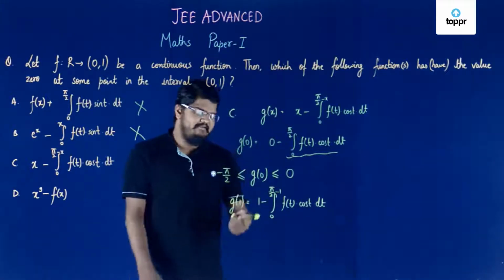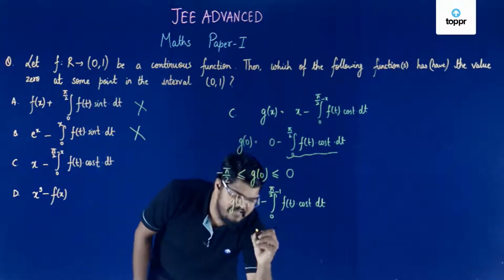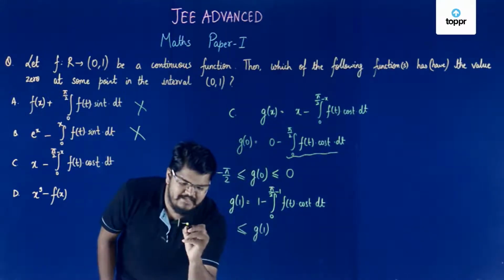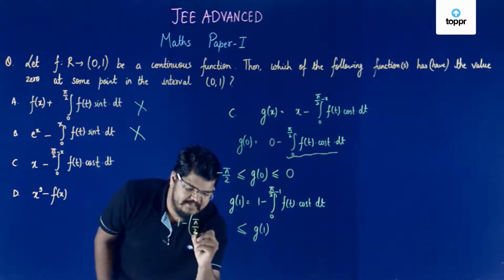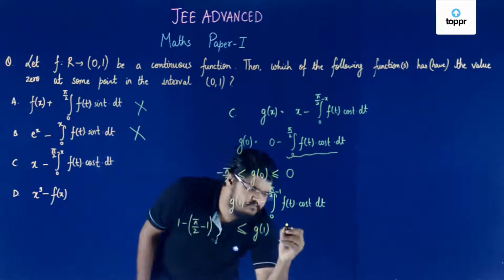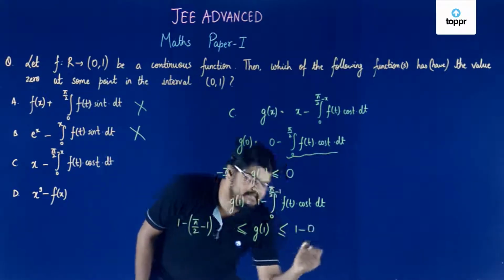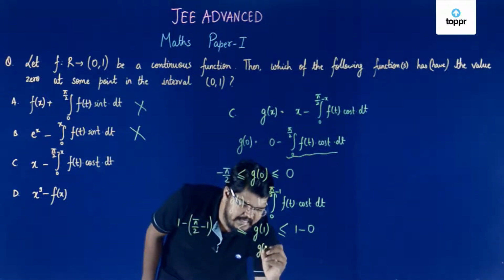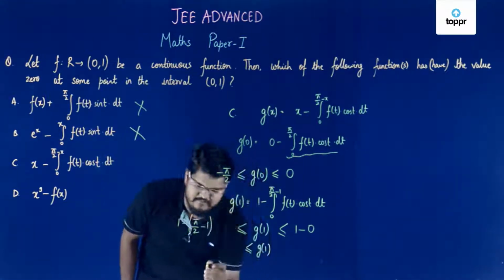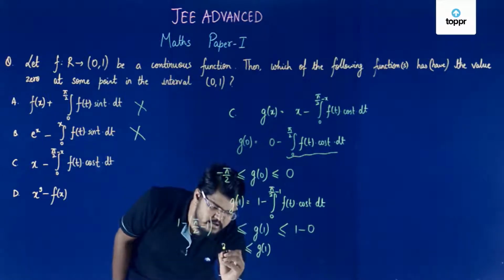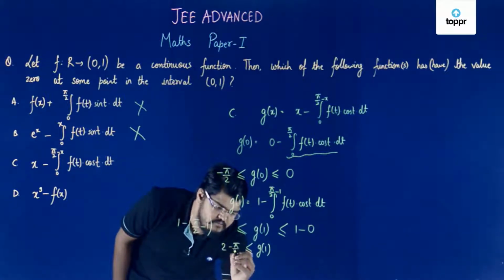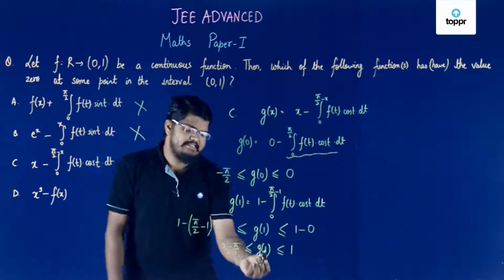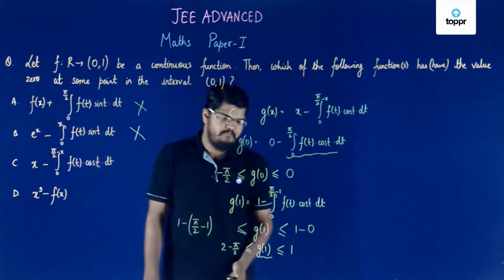Here I can say that the value of g of 1 will now lie between 1 minus pi by 2 minus 1 to 1 minus 0. Here if we now talk about the value of g of 1, I can say that the value of g of 1 will be greater than or equal to 2 minus pi by 2 and less than or equal to 1. That way I can say that the value of g of 1 is positive.